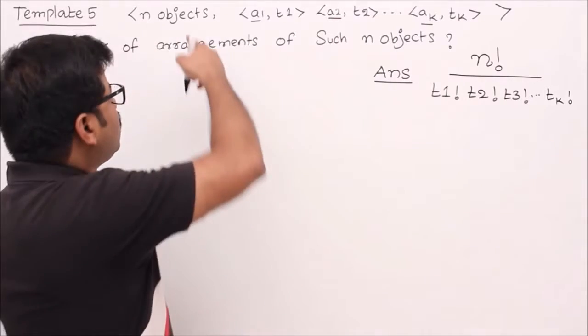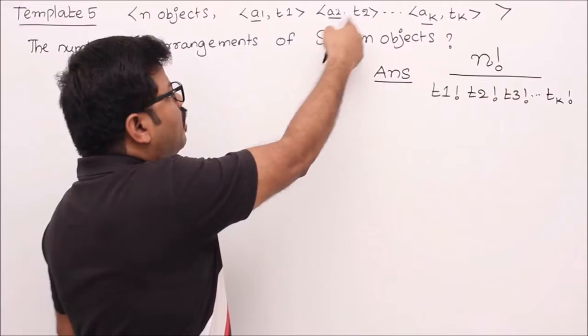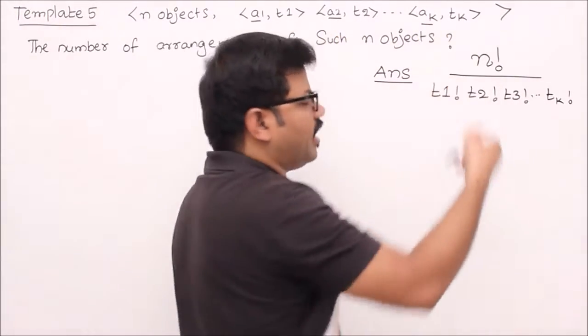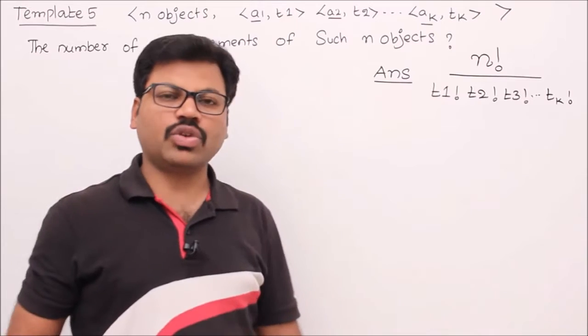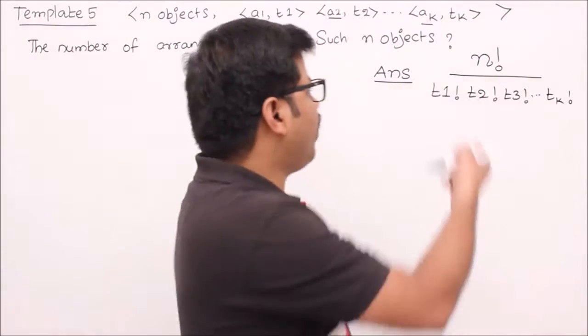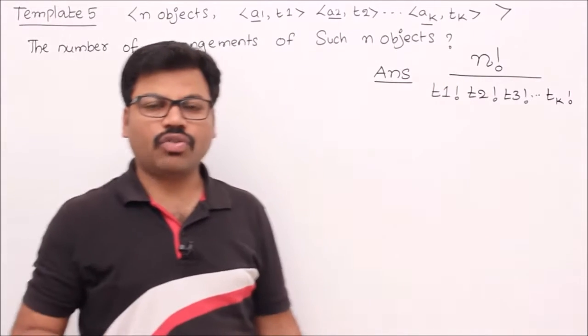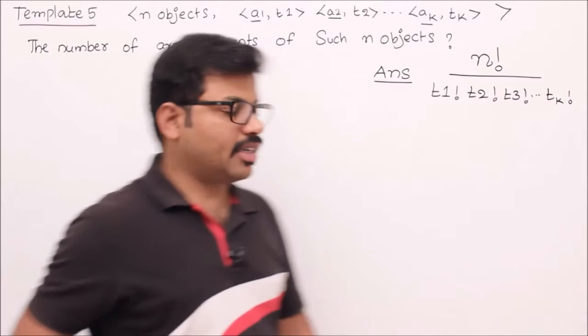Now in such n objects, where a1 type of objects are repeated t1 times and a2 is repeated t2 times and ak is repeated tk times. Okay. In such a scenario, how many different ways can you arrange them in a line? So all such objects can be arranged in n factorial by t1 factorial into t2 factorial into so on tk factorial ways. How? We will see that.